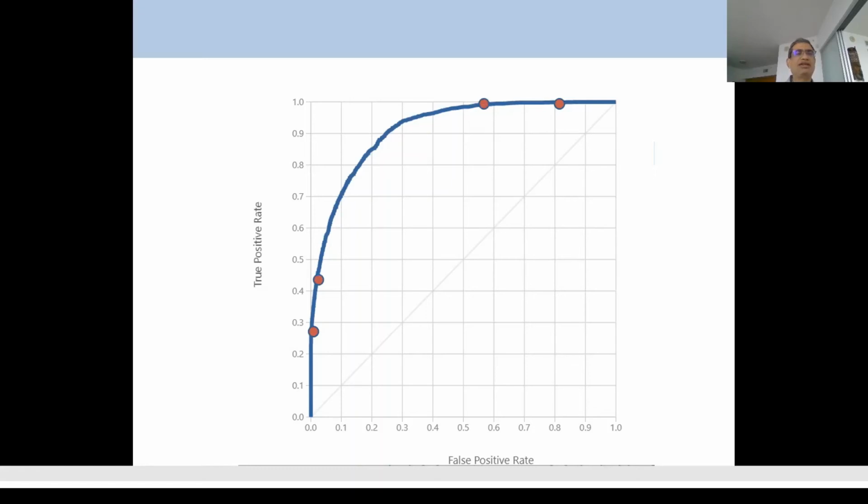And as you keep doing that, finally you want that one point. That's a sweet spot. That should be the cutoff which is closest to the top left corner. What is that threshold value is the one that trades off very well between true positive rate and false positive rate. That's what an ROC curve does.